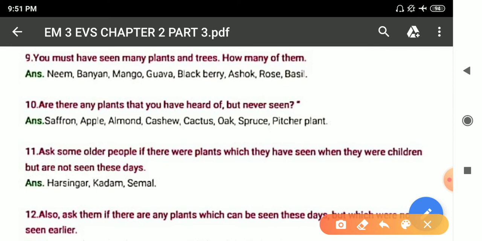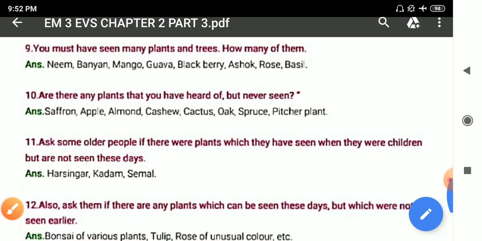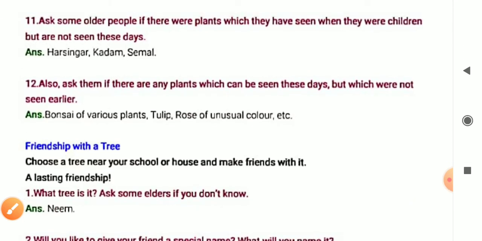Now the 11th one is, ask some older people if there were plants which they have seen when they were children but are not seen these days. So these are the plants and you have to ask this to your grandparents and your parents. Okay, Harishingar, Kadam, Simal. These are the plants and you can even ask your grandparents and parents about this. Okay, students. Now we'll move forward to 12th question.